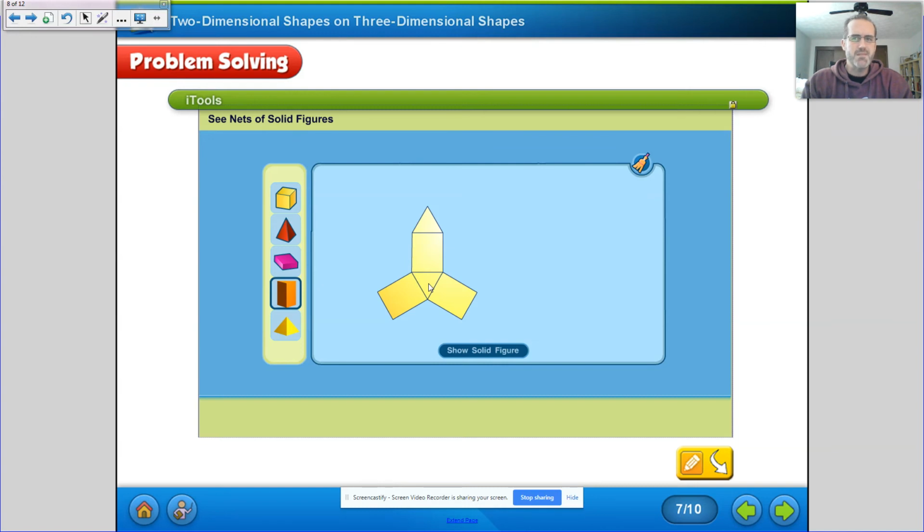You know what? Is it? Yeah, it's a triangular prism because it has two triangles at either end, right? So triangle, triangle, and then rectangles. Nice job. And what do we have here? What's this called? This looks like another what? Another pyramid. That's right. And let's show it.